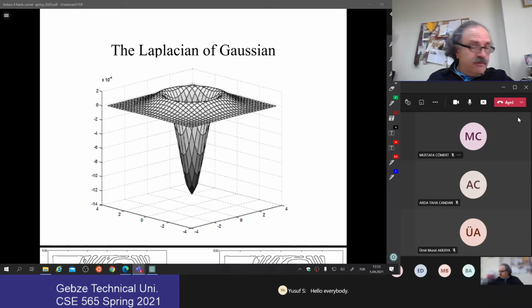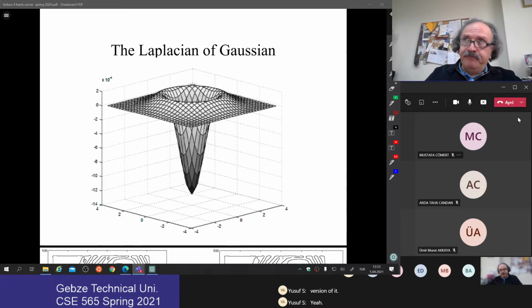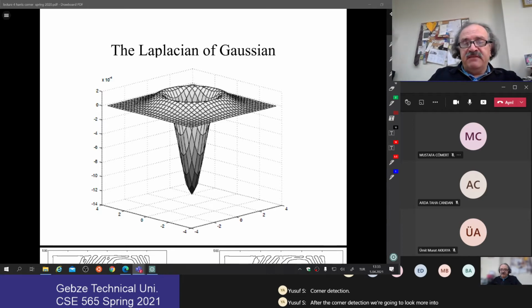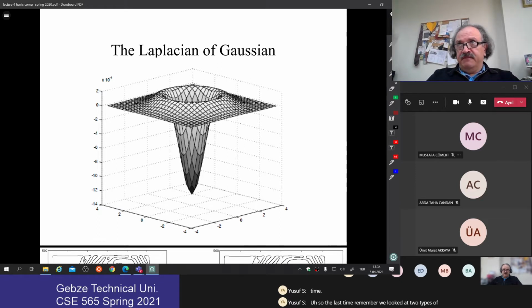Today we are going to start a new topic, which is called feature point detection, or the simplest version of it, corner detection. After the corner detection, we are going to look more into more complex features such as the SIFT features, if we have time. So the last time, remember, we looked at two types of edge detectors.